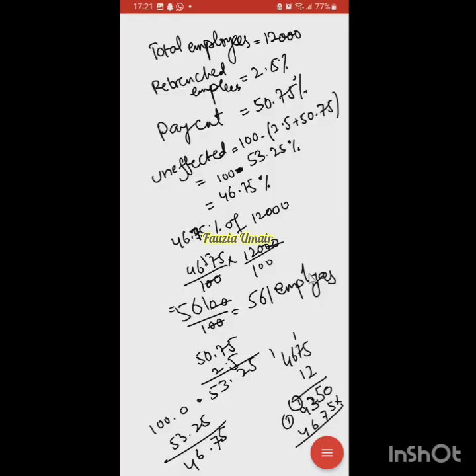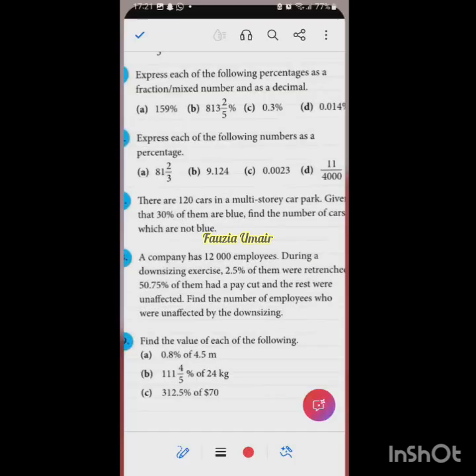561 employees वो हैं जिनको कोई फर्क नहीं पड़ा कंपनी में downsizing हुई है, they were unaffected. ठीक है? Is this clear बेटे? So now let's move on to the next question.